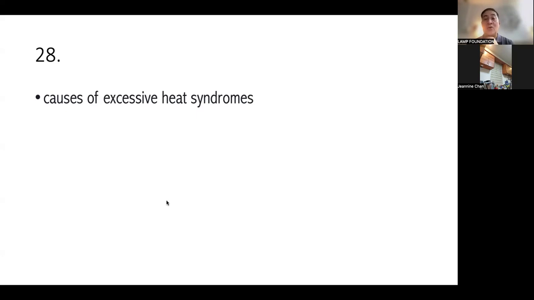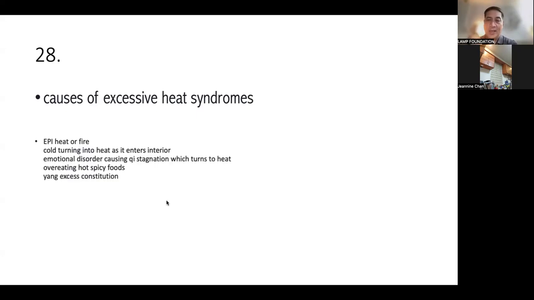I have a question. Can cold turn into heat? Yes po. Very good. Okay, let's summarize. It's basically the same answer. First is external pathogenic heat or fire, nanggaling sa labas. It can cause excessive heat. Second, if it was originally cold, tapos nag-turn into heat, pagpasok niya sa loob. Remember, nothing is permanent. Cold can turn into heat.